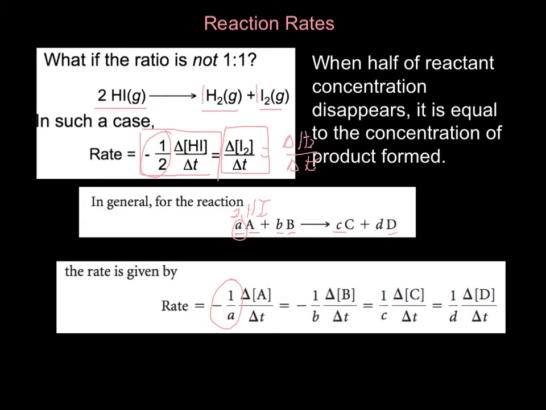So just like I had a 2 up here in my original equation for HI, if I take the reciprocal or inverse of that 2, it's going to be a half. And because it's disappearing as a reactant, it's going to get a negative sign in front of it. So I have negative 1 over 2 times the change in my concentration of what substance? Well, my reactant that I'm dealing with, over some change in time.